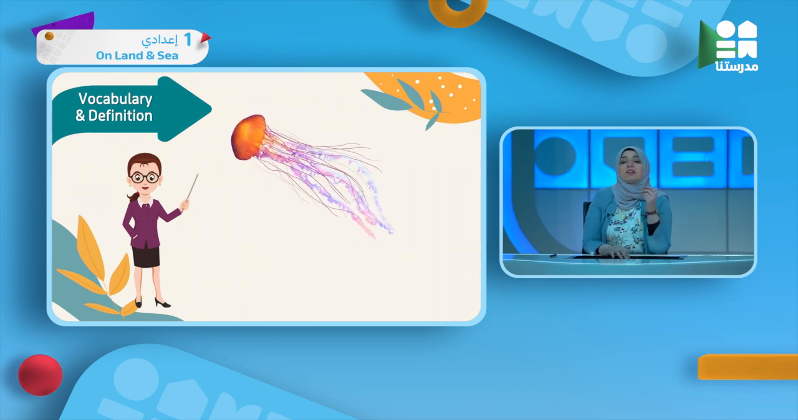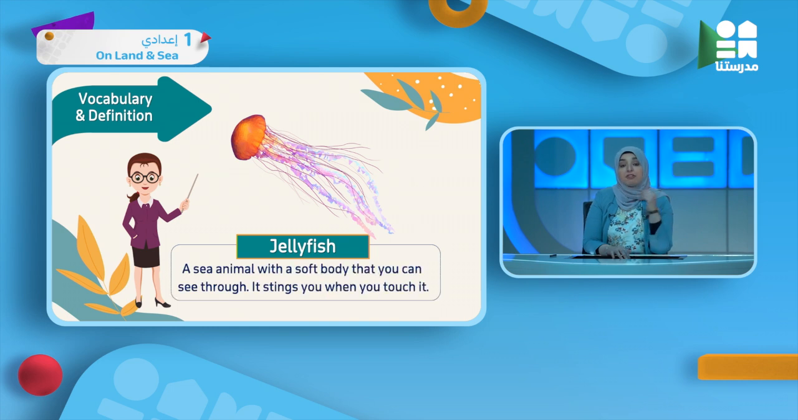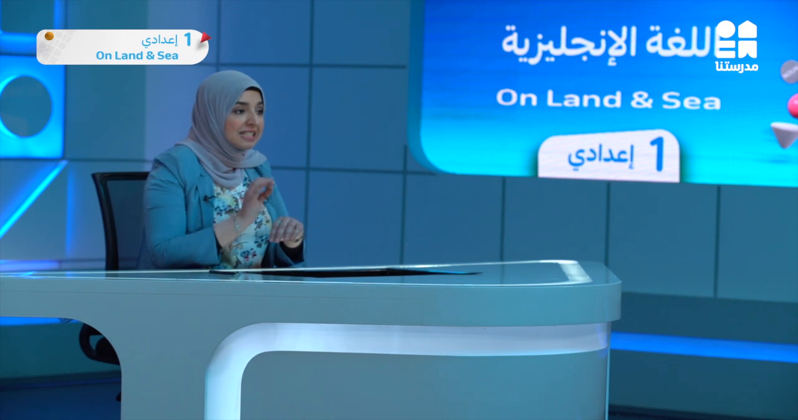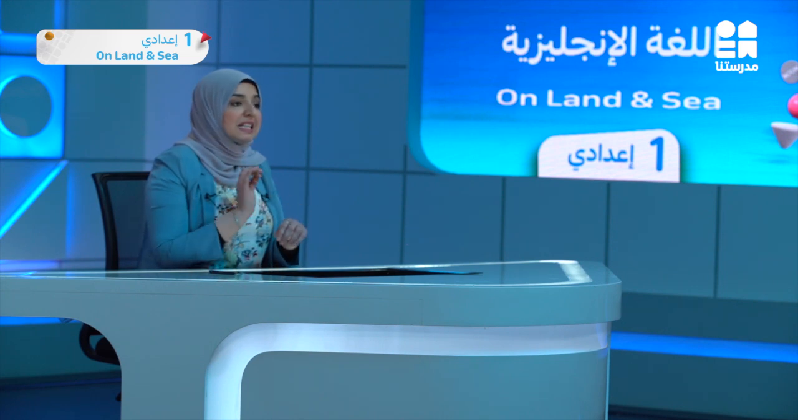We are going to see in the sea other creatures, like animals or مخلوقات, like jellyfish. Jellyfish: it's a sea animal with a soft body that you can see through, يعني جسمها شفاف جدا، النوع ده اللي هو الجيلي فيش. It stings when you touch it. Stings. Sting means يلدغ، بتحاول تحمي نفسها بالستينج باللدغ, to protect itself.